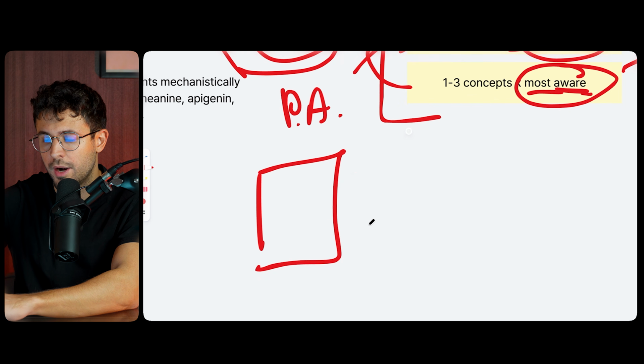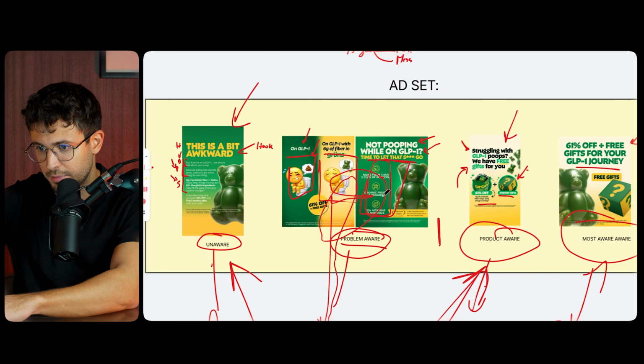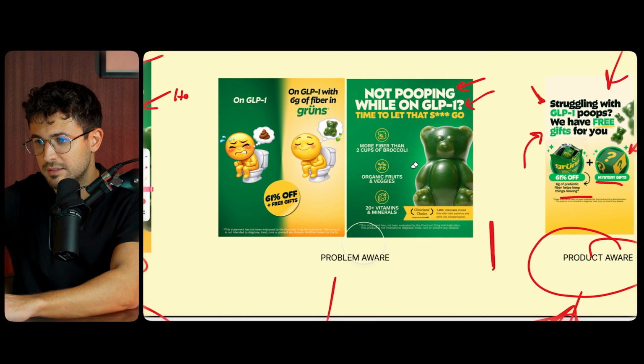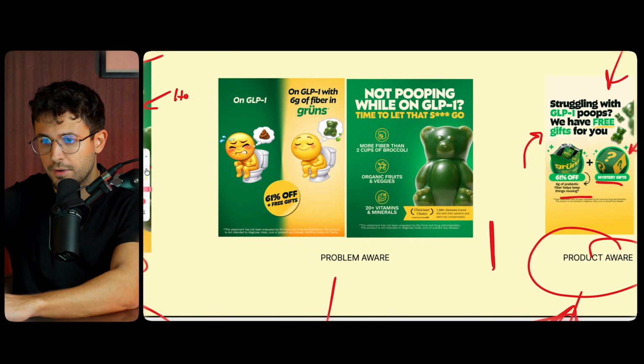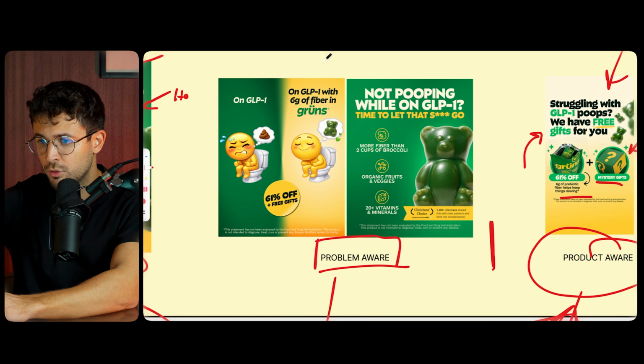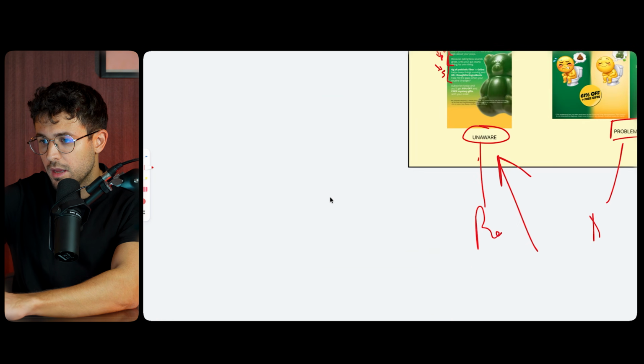So for instance, solution aware, right? Actually, let me give you an example because there is an example here. And this is the actual example. Very, very easy to understand actually. So as you can see, this is problem aware, right? And they are targeting the same thing, problem aware, with two different concepts. Concept number 1 and concept number 2. Same angle, same persona, okay?